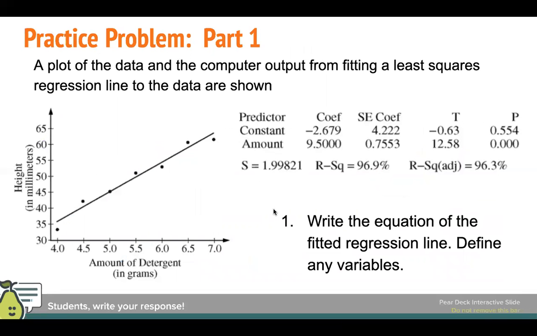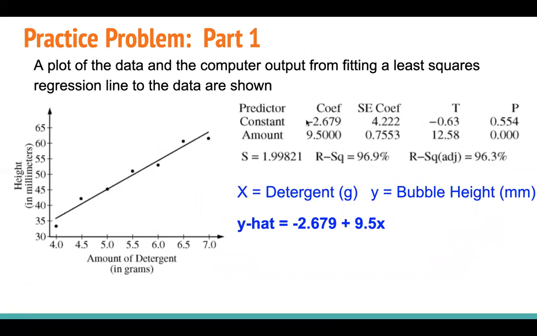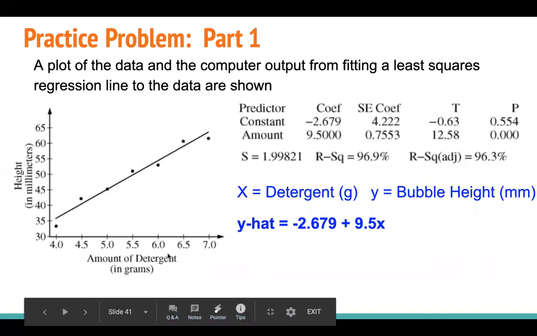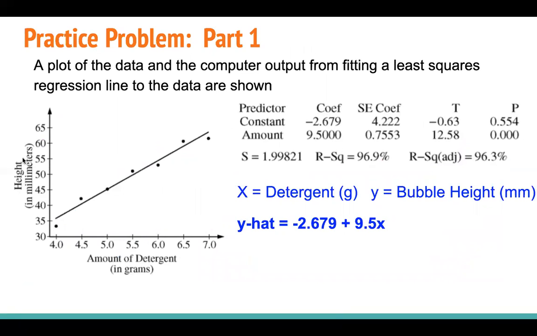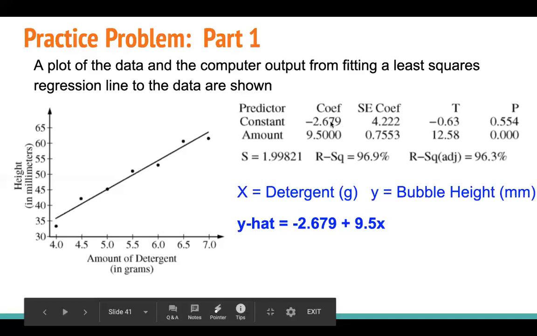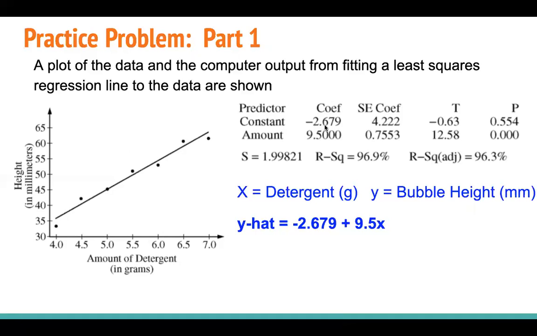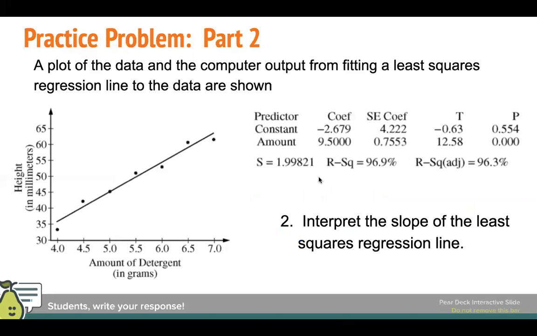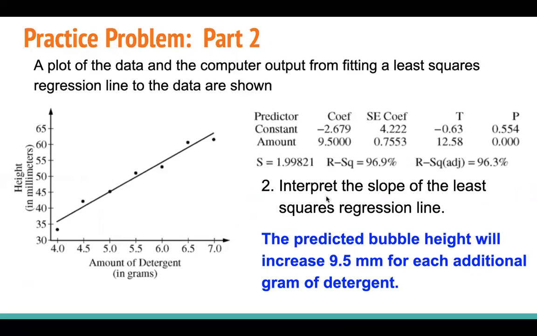So let's practice writing an equation. Here is my output, and for my line I'm going to use these first two right here. X is my amount of detergent, and I get that from the x variable label. Y is the height, and these were data from bubbles, bubble height in millimeters. And then my equation is negative 2.679 plus 9.5x. I'm going to interpret the slope, that 9.5. The predicted bubble height, that's my y hat, will increase 9.5 millimeters for each gram of detergent.